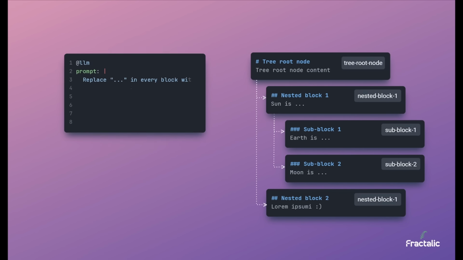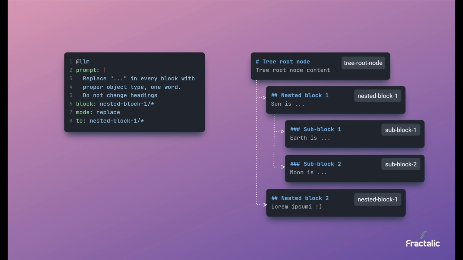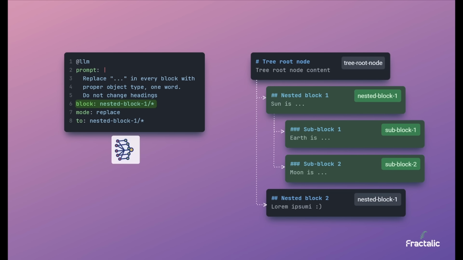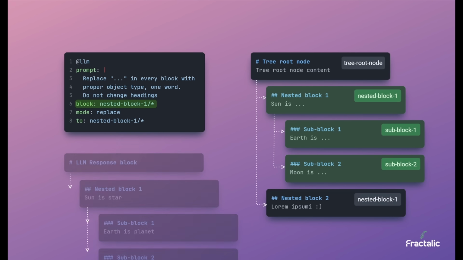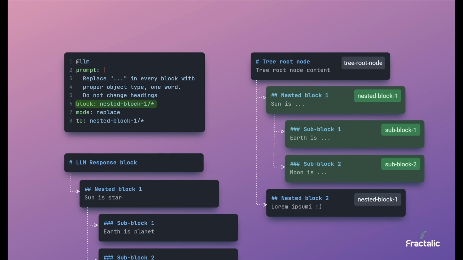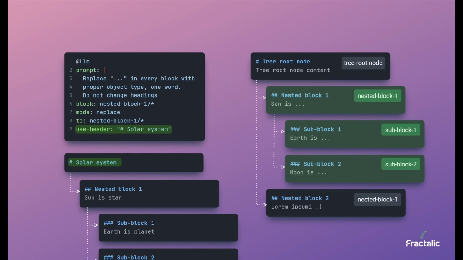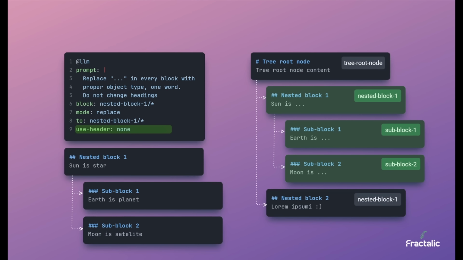Let's look at a specific example. A branch rooted at nested block 1 contains text with those 3 dots that need to be replaced with model-generated content. First, we specify the block as a branch, then process it through the language model to get a response. By default, this creates an LLM response block, but we can override this with the Use Header field. Setting Use Header None removes header generation completely, allowing for seamless replacement.